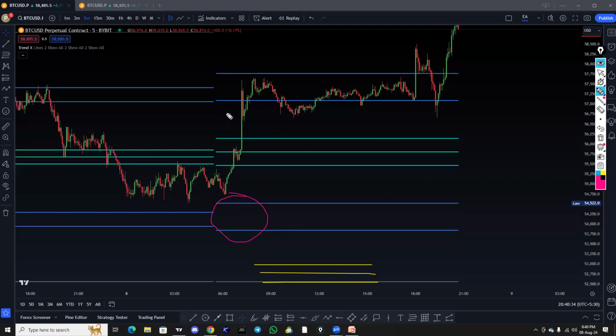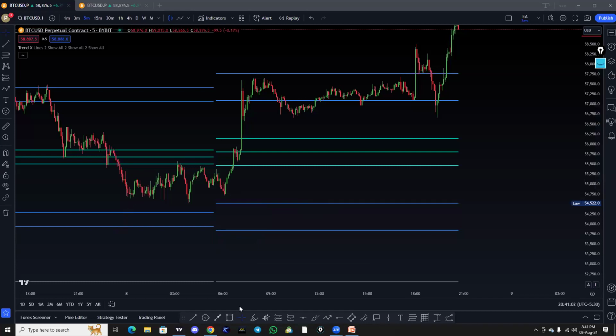If candles are coming from here, then we are looking at a long from this place. If candles are below daily Trend X, then we are looking at a long position from these areas, and this should be narrow, correct? If there is a narrow range, then the stop loss will be very small. Now, which are those candles? I'll show you.